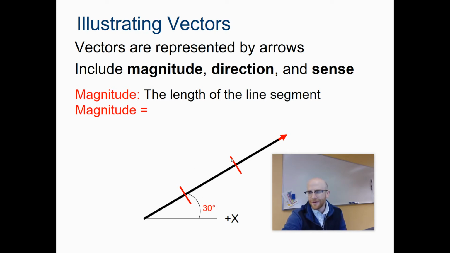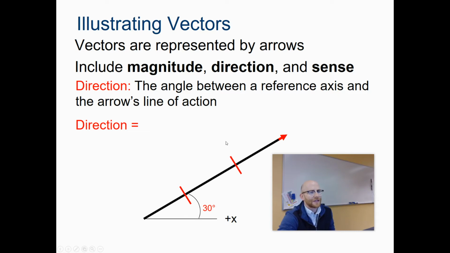Note that the magnitude is the length of the hypotenuse. If you picture this as a right triangle, it's going to be the hypotenuse. Magnitude is the hypotenuse, okay? So we're going to say magnitude is 3. It's 3 sections here. Not that that really matters, but it is purposely broken up that way.